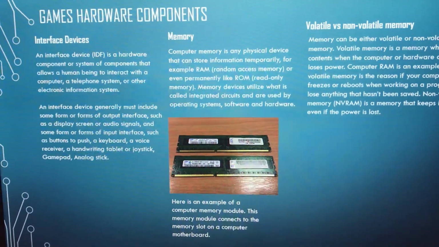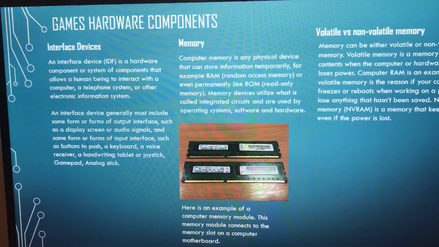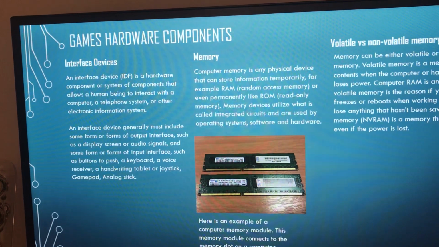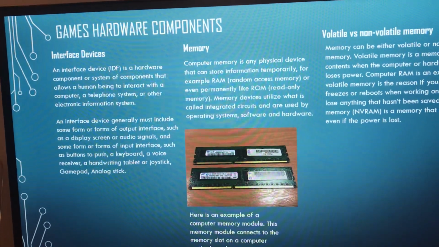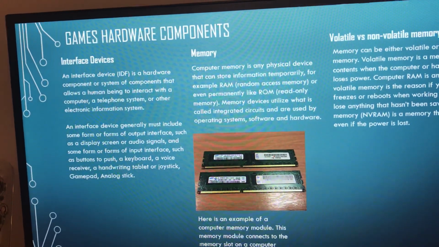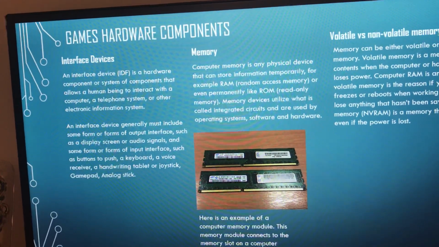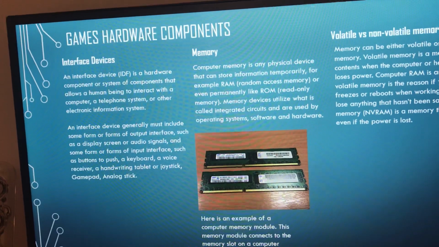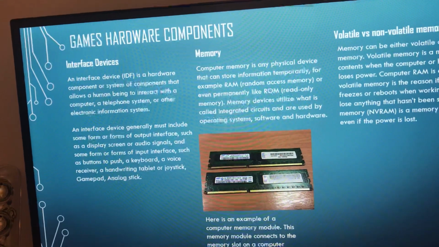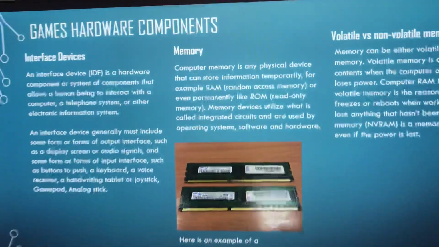An interface device is a hardware component or system of components that allows a human being to interact with a computer, a telephone system or other electronic system. An interface device generally must include some form or forms of output interface, such as a display screen or audio signals, and some form or forms of input interface, such as buttons to push, a keyboard, a voice receiver, a handwriting tablet, joystick, gamepad, or analog stick.